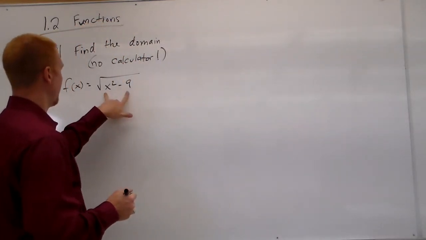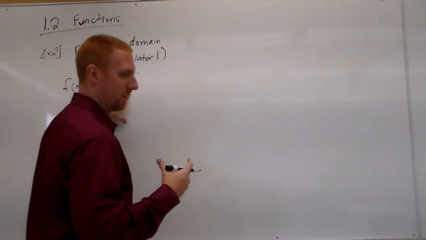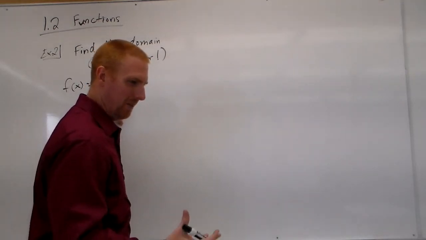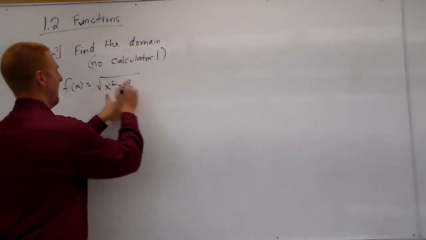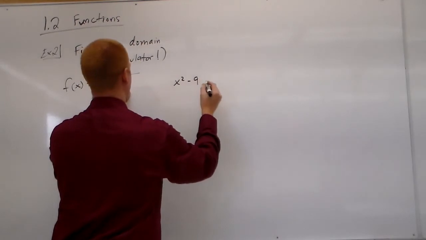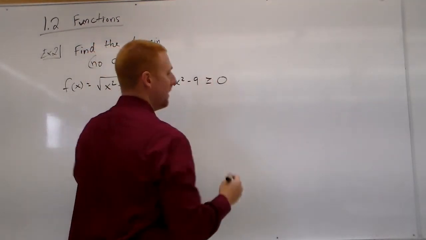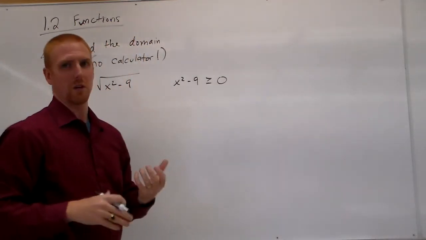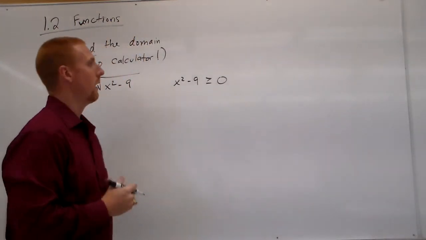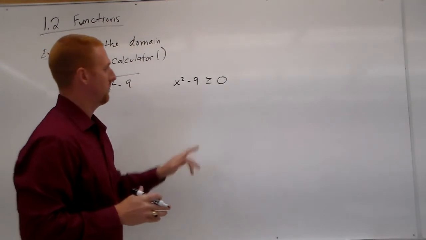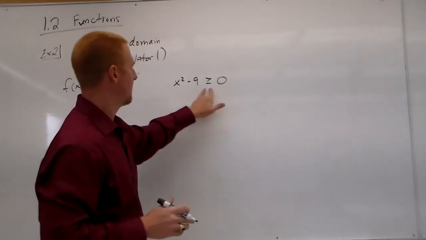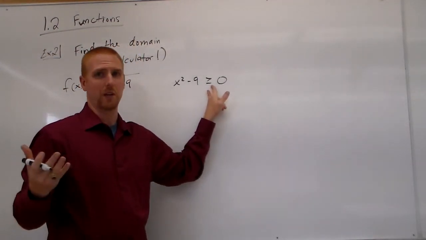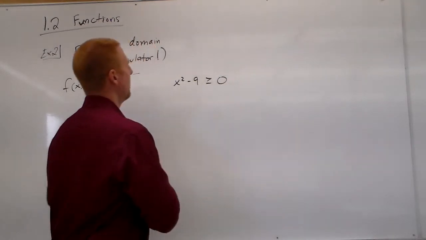So the first thing I need to look at, since I can't take the square root of a negative, whatever's inside of here, so x squared minus 9, it could be 0. That sometimes gets to be a sticking point. You can take the square root of 0. That works. You get 0. But we can't take the square root of a negative. So whatever's there has to be at least 0. It could be bigger. It could be a positive number, but at least 0.